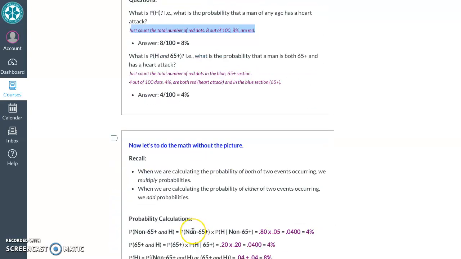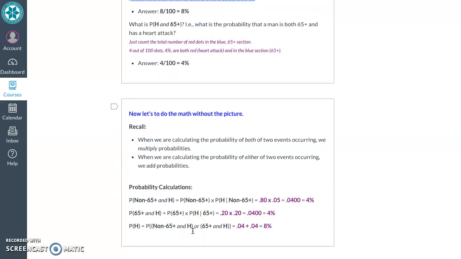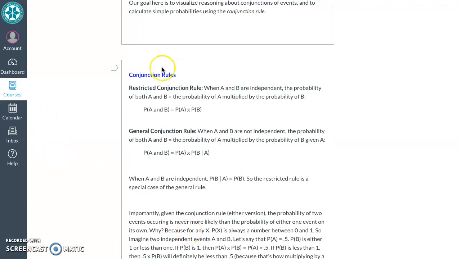So now we're going to do the math without this picture, and this is where up front I said how to do the math will be clearer with a concrete example. We'll be using this general conjunction rule. What is the probability that a man both has a heart attack and is over 65? It will be the probability that a man is over 65 multiplied by the probability of having a heart attack given being over 65.